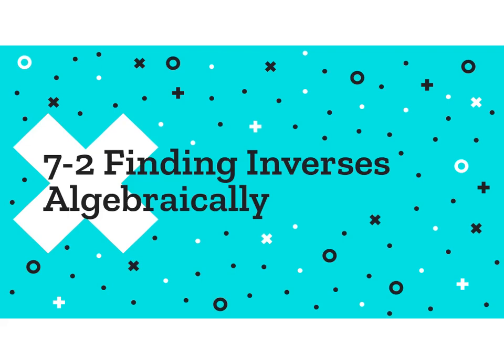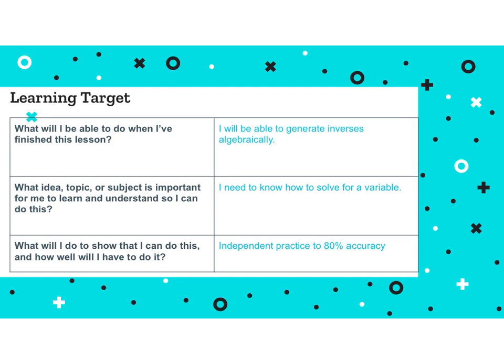This lesson is 7-2, Finding Inverses Algebraically. In this lesson, you'll be able to generate inverses algebraically, and you need to know how to solve for a variable. You will show that you can do this by completing independent practice to 80% accuracy.